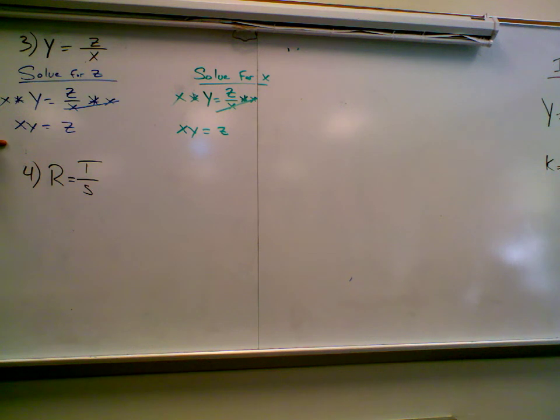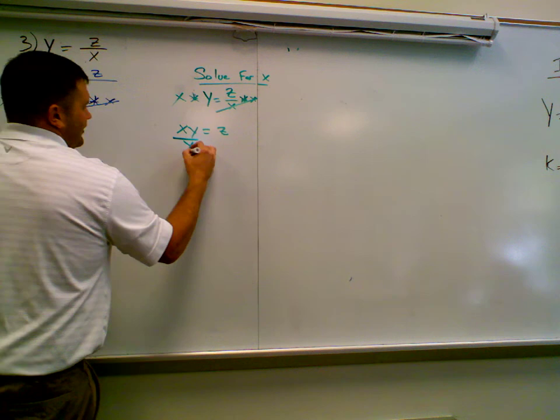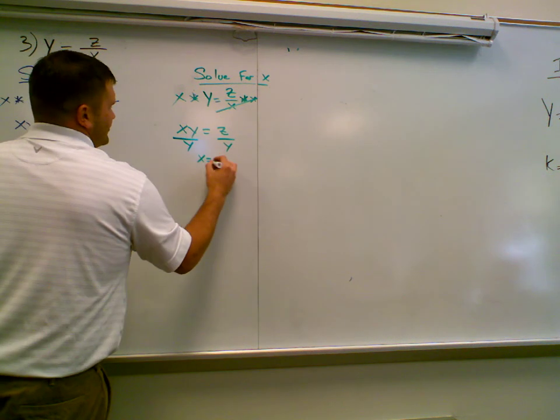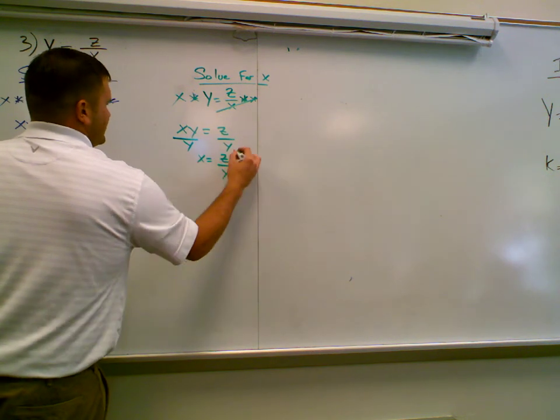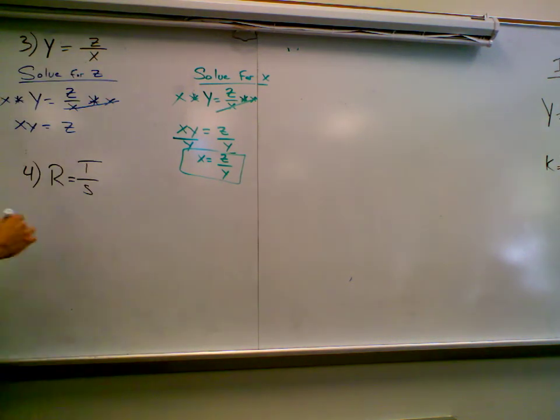Now what do I do? Divide by what? Y. So x equals z over y. We divide by y because y is being multiplied by x, and division cancels out multiplication. Okay. All right. Any questions?